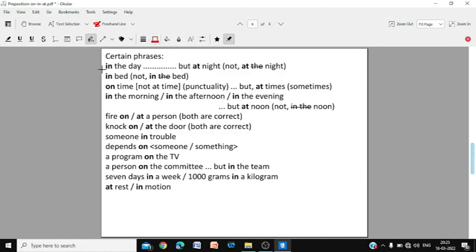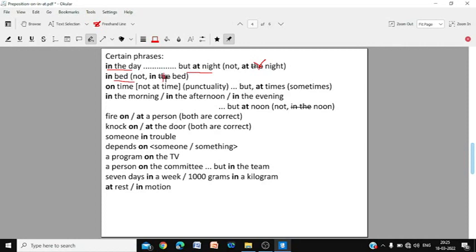Certain phrases. Now, no logic can be given. These are so-called set phrases established by long usage and custom. We say in the day, but at night. And we say at night, not at the night. In the day, but at night. In bed, not in the bed, in bed.